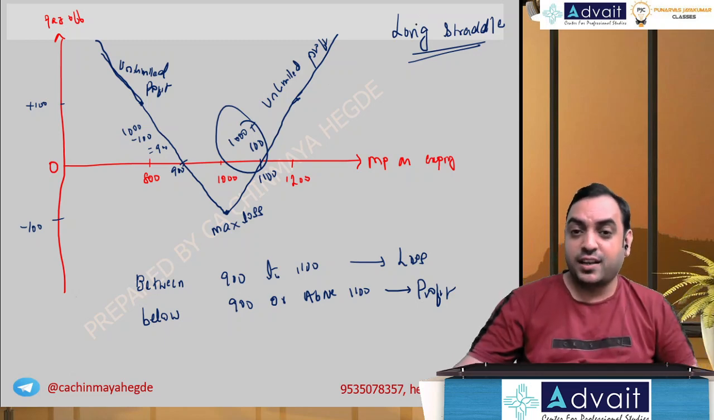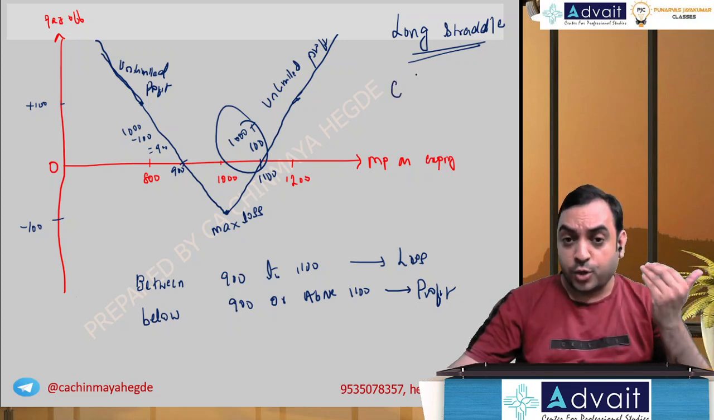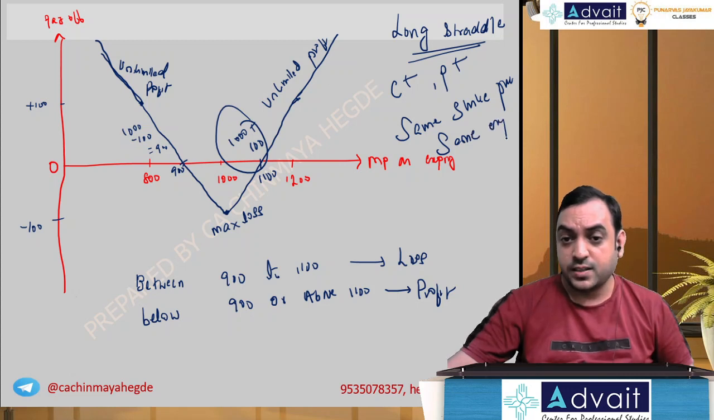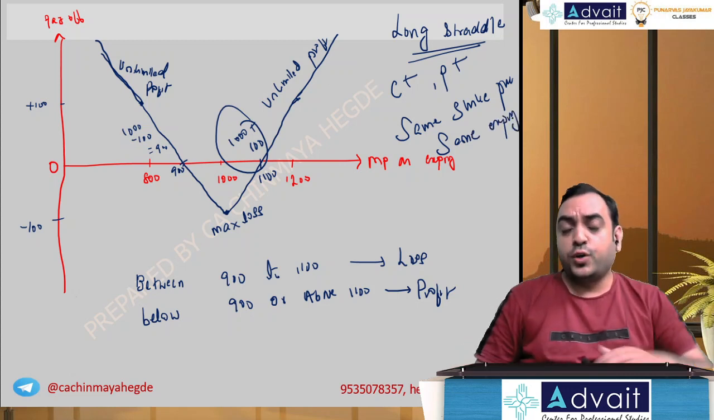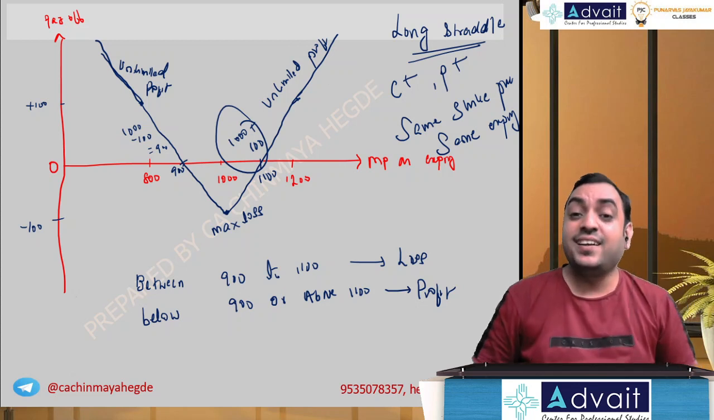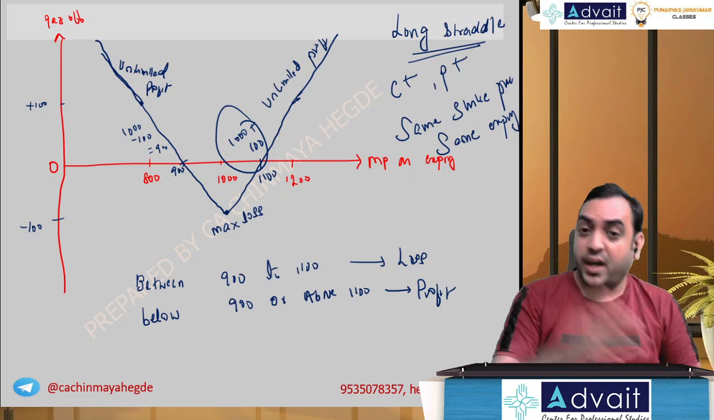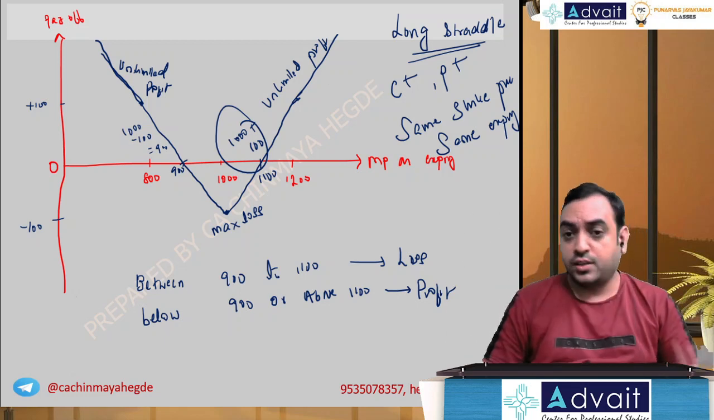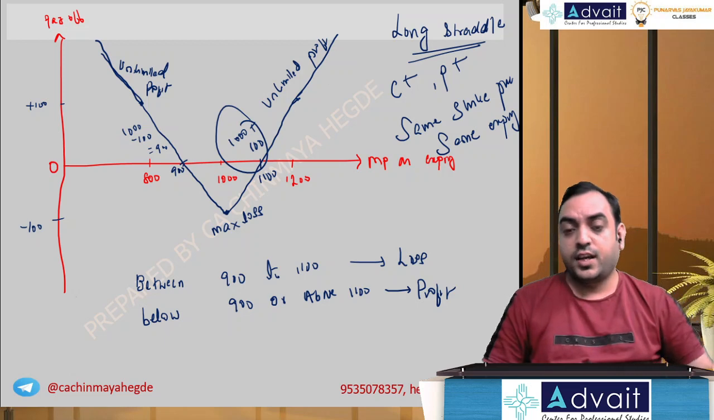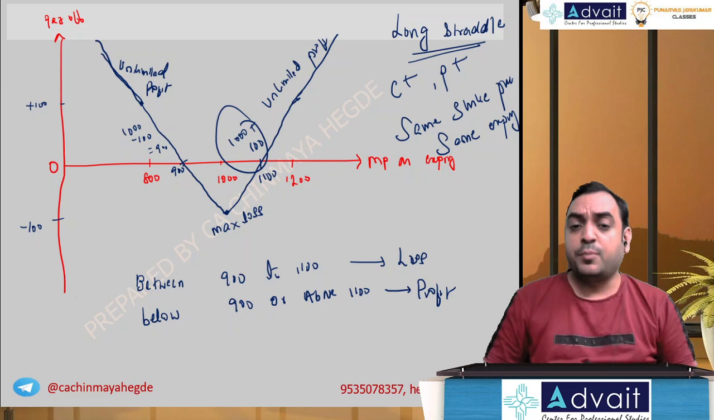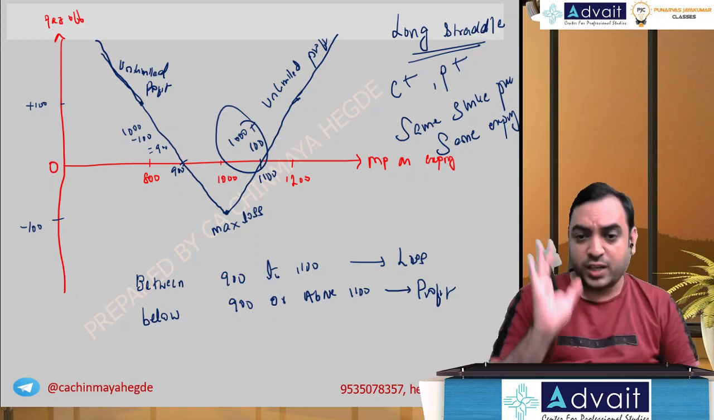It's called a long straddle, where you become a call option holder as well as a put option holder at the same strike price and the same expiry, expiring on the same date. If you take different expiries, then it's called a calendar spread. We'll come to it later. So long straddle, where you buy a call option and buy a put option, and you will have a chart looking like this.